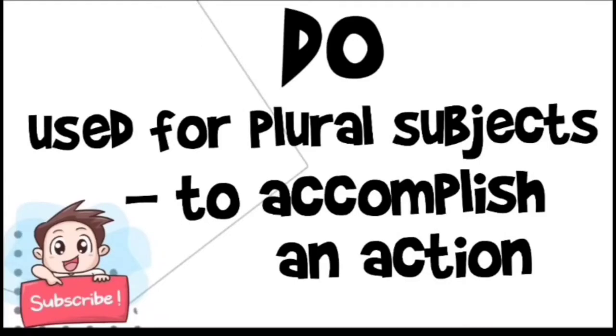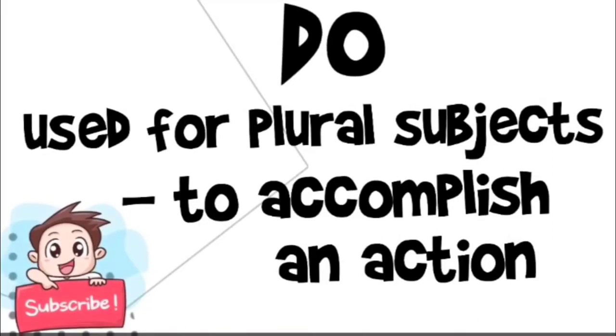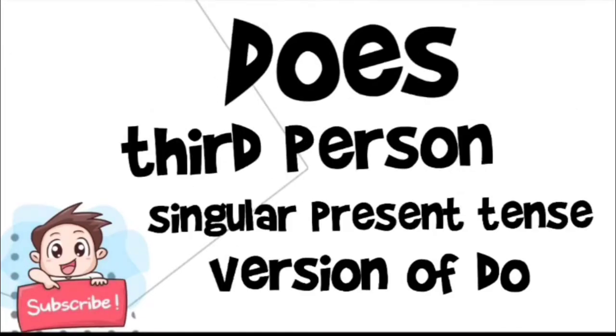Do is used for plural subjects like you, we, they, these, those, or Jane and I, as well as with I. The main definition of do is to accomplish an action. For example, how do you do that? Does is the third person singular present tense version of do. The main definition of does is a reference to the accomplishment of another. For example, how does he do that?